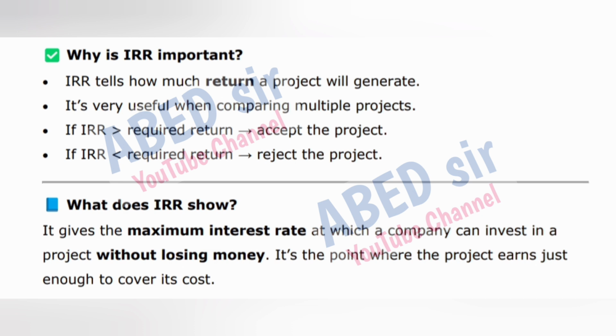If IRR is greater than the required return, accept the project. If IRR is less than the required return, reject the project. What does IRR show? It gives the maximum interest rate at which a company can invest in a project without losing money. It's the point where the project earns just enough to cover its cost.